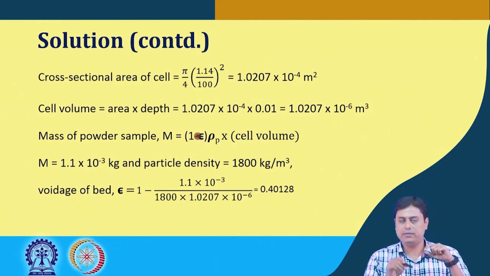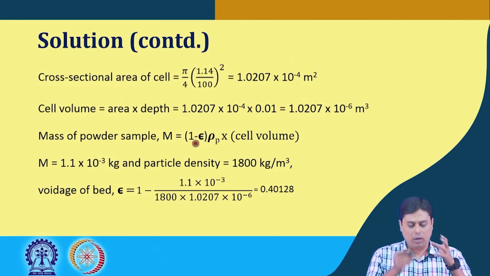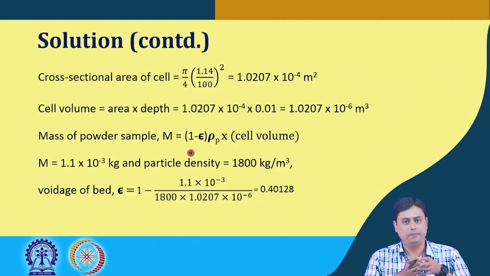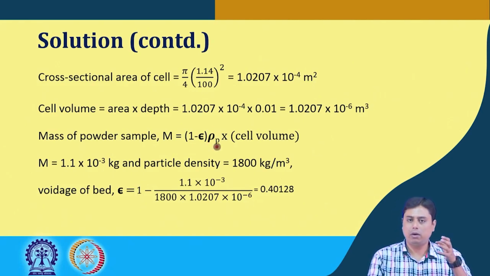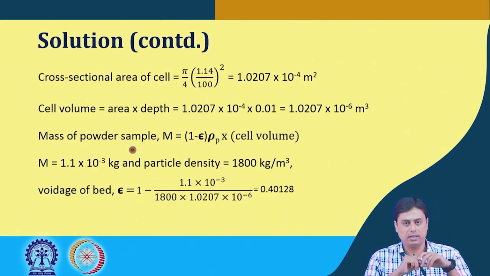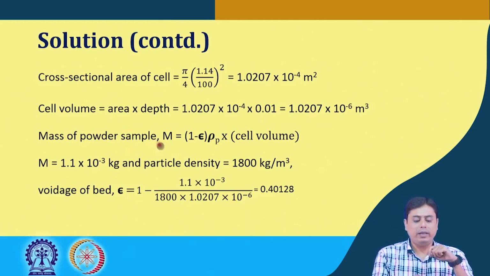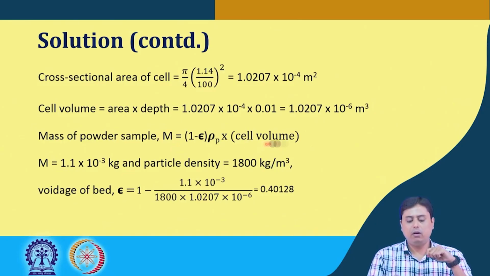As I said, the definition of epsilon is the empty volume per unit volume of the apparatus. Okay. So, which means 1 minus epsilon is basically the volume of the powder. So, 1 minus epsilon multiplied by the whole overall cell volume is basically the volume of that powder. That multiplied by the rho of the powder gives you the mass of the powder sample. So, now here m is known, cell volume is known, rho is given. So, you can easily find out what is the voidage of the bed.